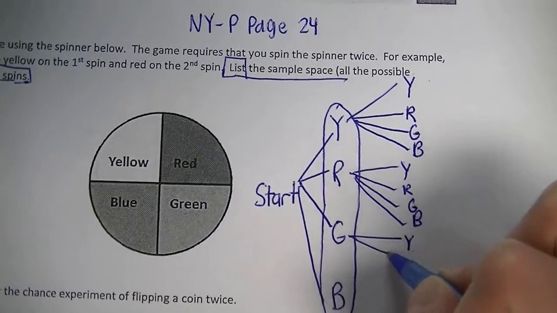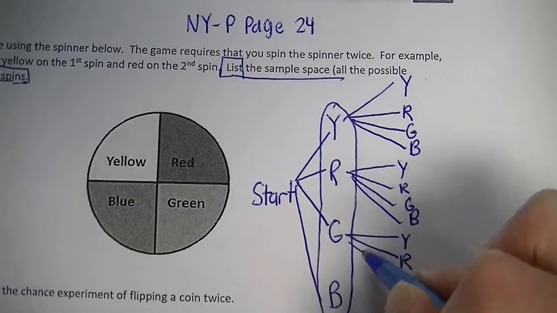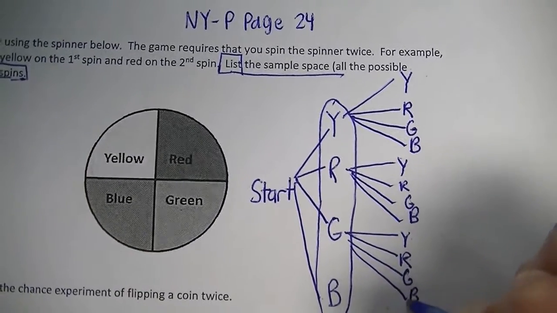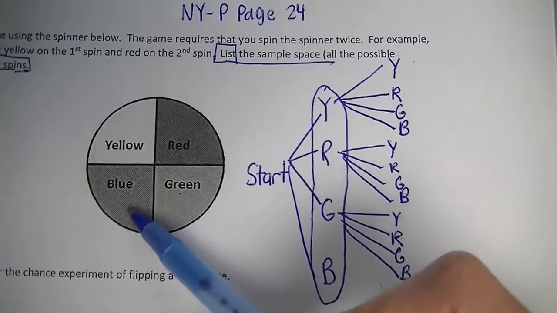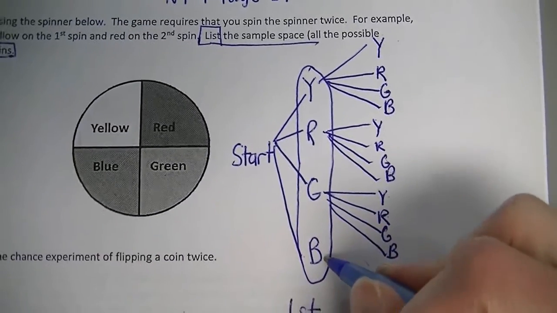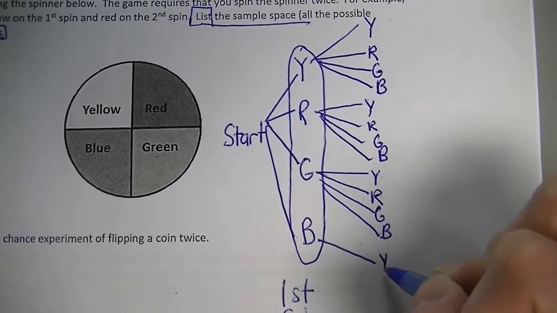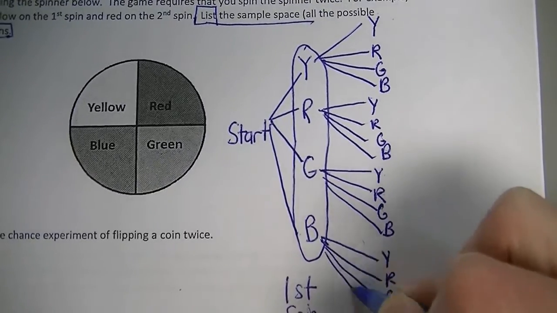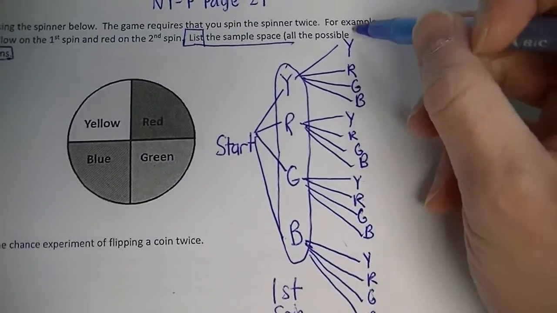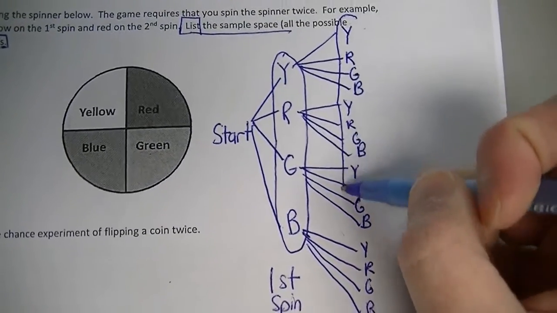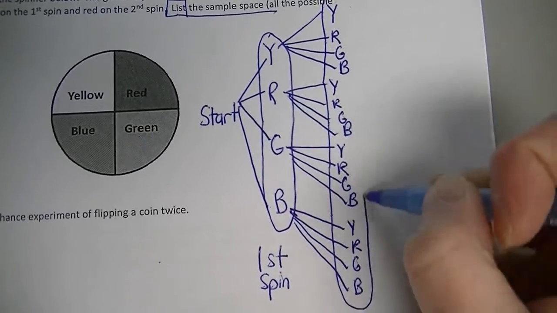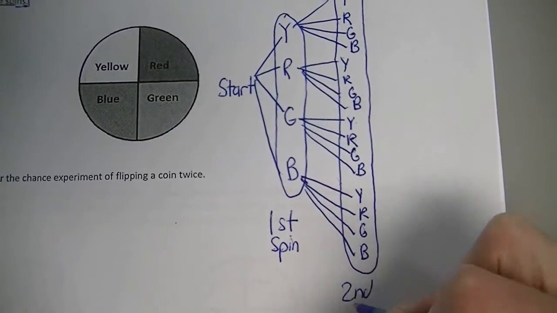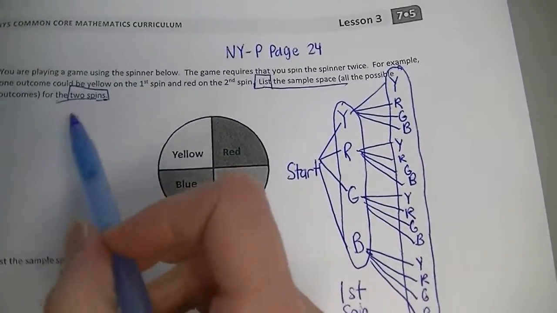And notice how I'm keeping them in order. I'm not mixing them up. I'm being consistent with yellow, red, green, or blue. Okay, and if the first time I spun, I landed on blue, that second spin, I can land on yellow, red, green, or blue. Okay? So just to keep this straight in my brain, I'm going to label this second spin, because that fulfills this criteria.